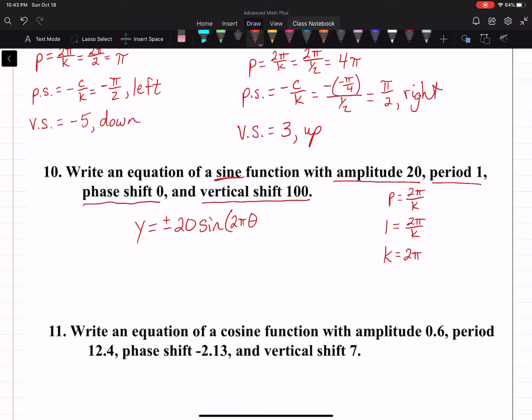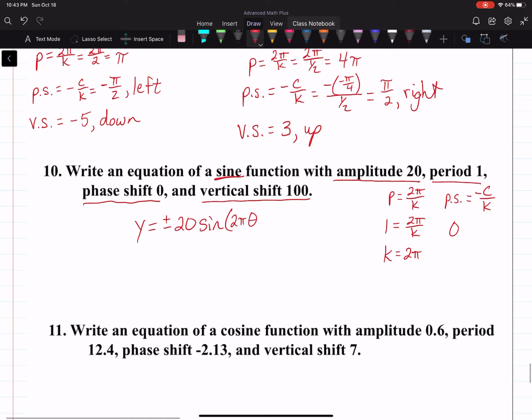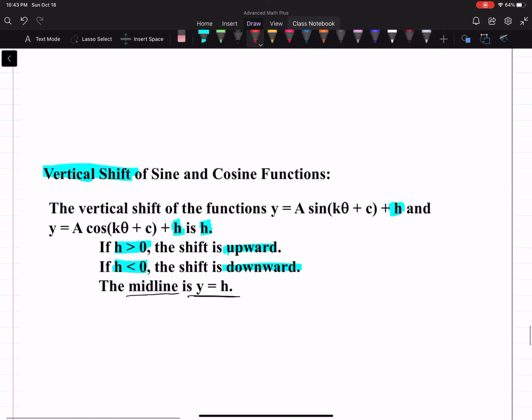Okay, c is your phase shift. Your phase shift, this is the other one we're going to have a little work to do, is negative c over k. Now, our phase shift in this one is actually pretty easy, so it's 0. So really, you can write it all down if you want to, but that just means c is 0. So there's no c. So it's just 2 pi theta.